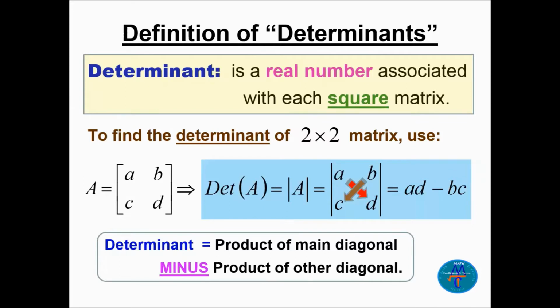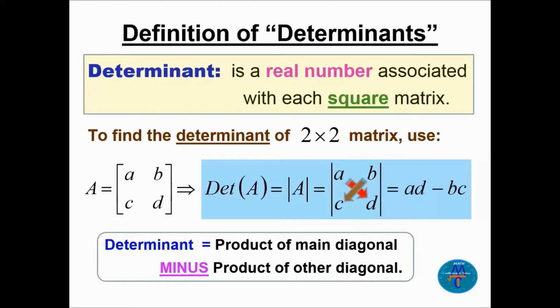But before we start, just one slide here. I will show you what is determinant. The definition: determinant is a real number associated with each square matrix. So we have to have a square matrix, 2 by 2, 3 by 3, 4 by 4, and so on. The determinant is a number. So it can be positive, negative, zero, fraction, radicals, but it should be a real number.